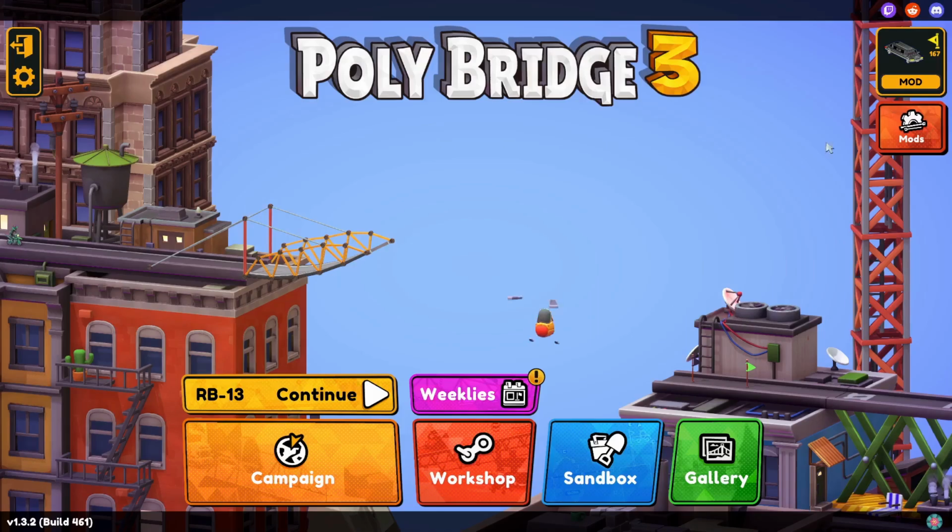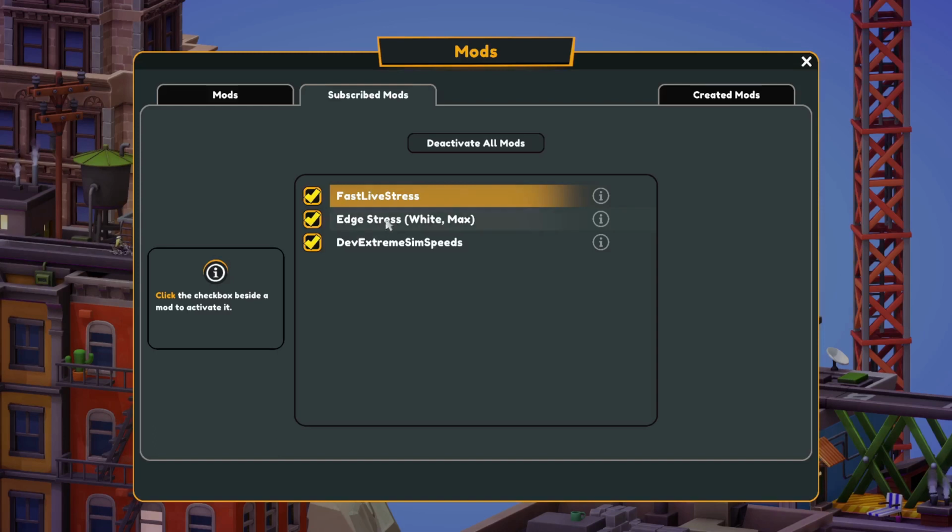And then the final mod that I use, but you don't really have to for leaderboards or anything like that, it's just something I prefer to have, is the Dev Extreme sim speeds. This one here is not the one with the most sim speeds or the highest sim speeds or the lowest sim speeds. It just allows you to have a little bit extra in terms of how fast or how slow you want to go through the simulations, and I find it helps me a lot.